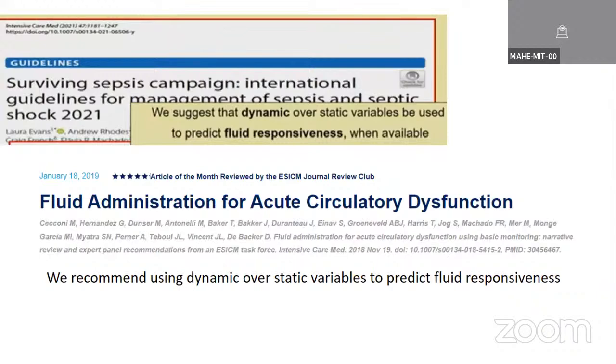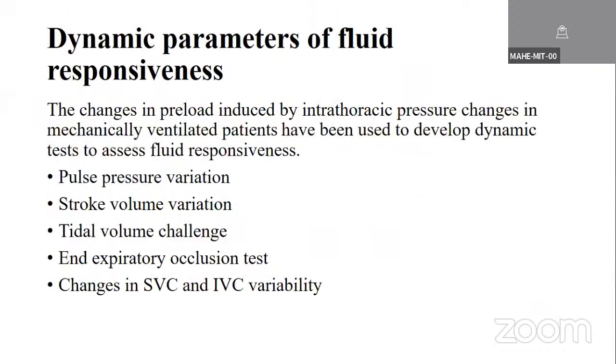Even the Surviving Sepsis 2021 guidelines have mentioned that dynamic parameters are better than static parameters for predicting fluid responsiveness. Even ESICM has said in acute circulatory dysfunction, we recommend using dynamic over static variables to predict fluid responsiveness. So coming to the dynamic parameters, we see the changes in preload induced by the intrathoracic pressure changes induced by mechanical ventilation in the patient to assess fluid responsiveness.